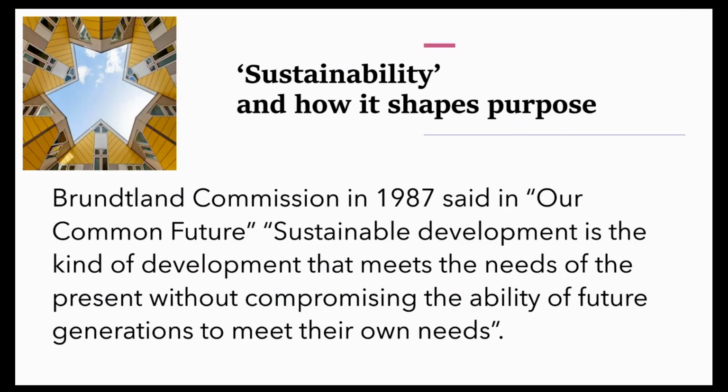This was one of the first definitions of sustainability that was given in 1987. The Brundtland Commission in 1987 said, in Our Common Future, sustainable development is a kind of development that meets the needs of the present without compromising the ability of future generations to meet their own needs. Now, there's a slight flaw in that. Not that the definition is wrong, but this was given in 1987. The rate of climate change over the last 30 years or so has been quite great. And so therefore, that definition needs a slight change.